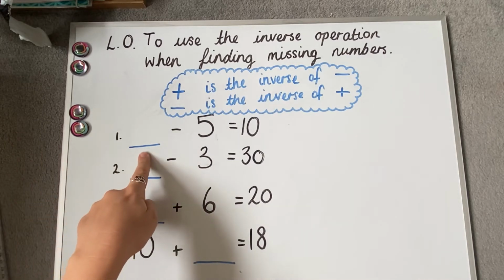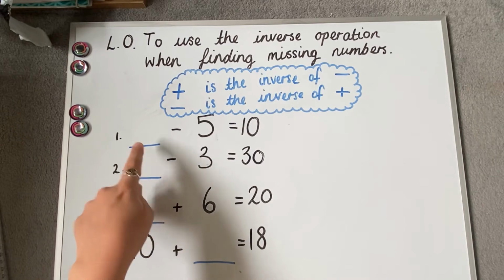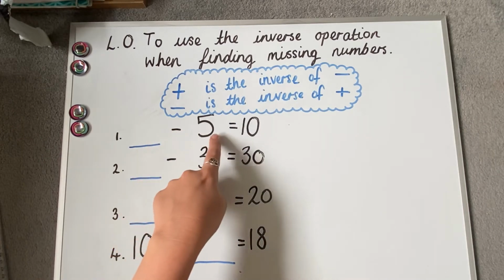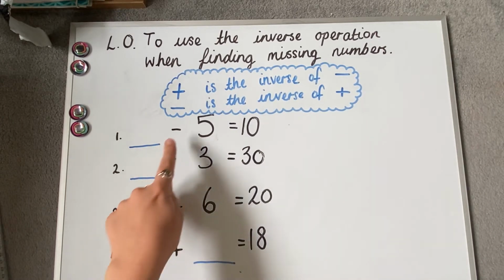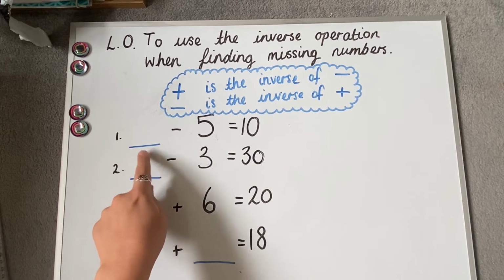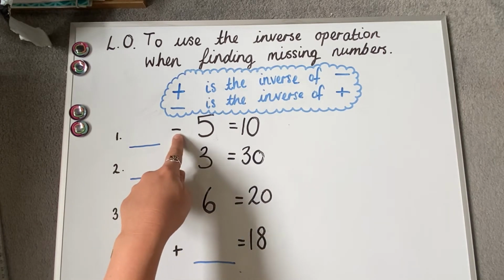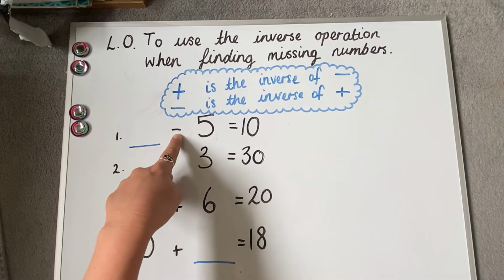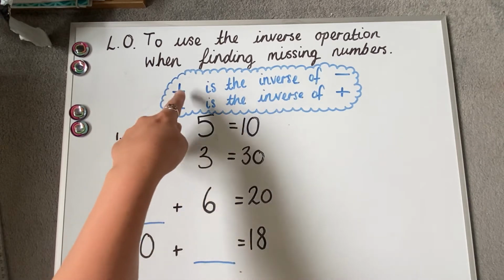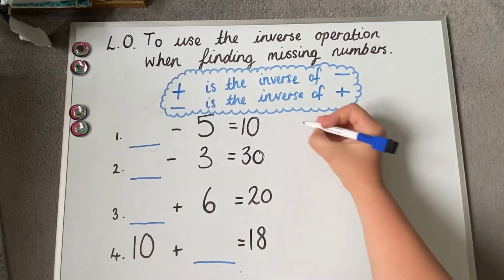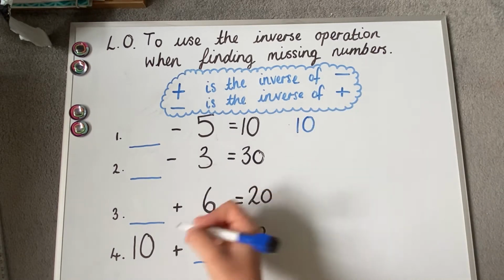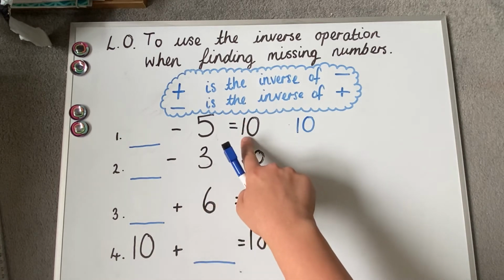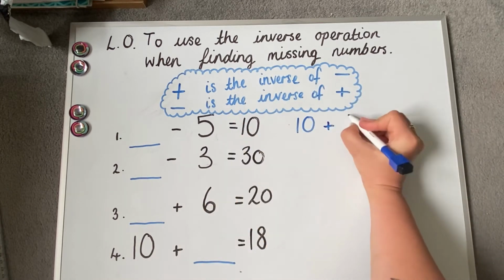Now you might see here my first sum. My first number is missing. So I've got something, take away 5 equals 10. And we're going to use the inverse operation of taking away to find out what this number is. So who can tell me what's the inverse operation to taking away? That's right, it's adding. So all we need to do is say 10. We're going to reorganise our sum here. So we're going to say 10, add 5.